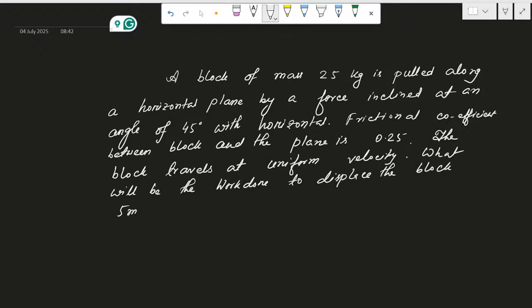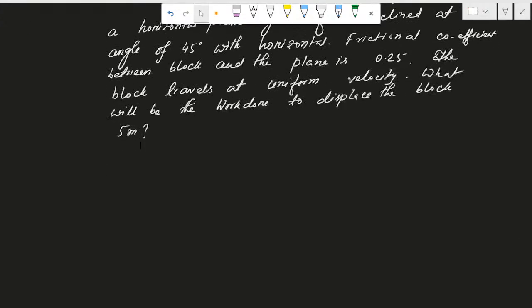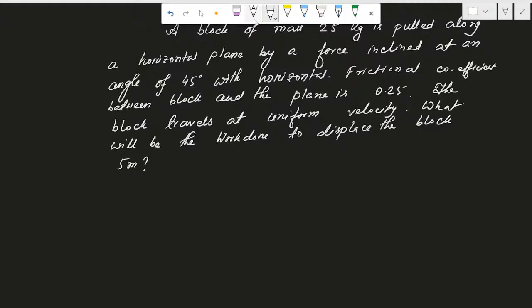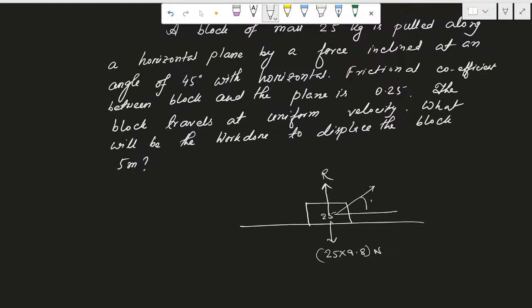So in this type of problem, first you need to draw the free body diagram. You know it already. Suppose this is a horizontal plane, and this is the block of 25 kg. So this is 25 into 9.8, the weight, this much Newton. This is the normal reaction, and a force is applied at 45 degree to the horizontal axis.